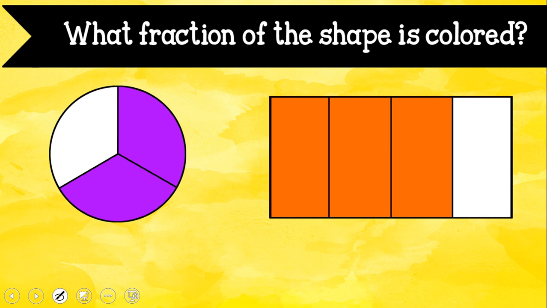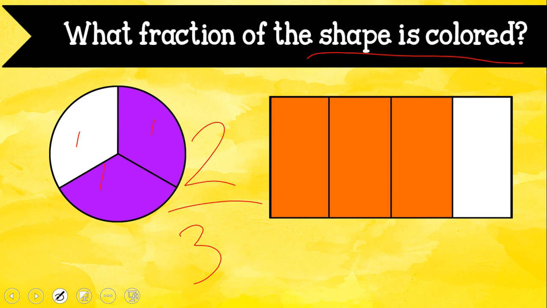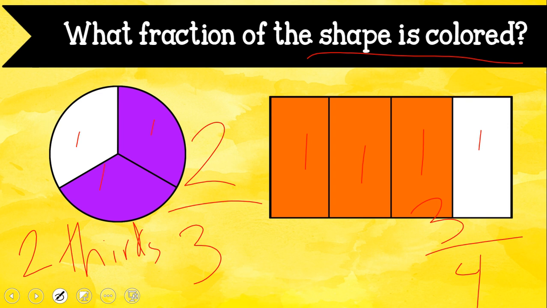So let's write these fractions out. I'm looking at the shape that is colored. So again, I'm going to count 1, 2, 3. That's my number on the bottom, and I see that 2 are colored. So it's 2/3, or 2 thirds if I wanted to write it that way as well. And then I have 1, 2, 3, 4. So 4 altogether, but I have 3 that are colored, so that is 3/4.